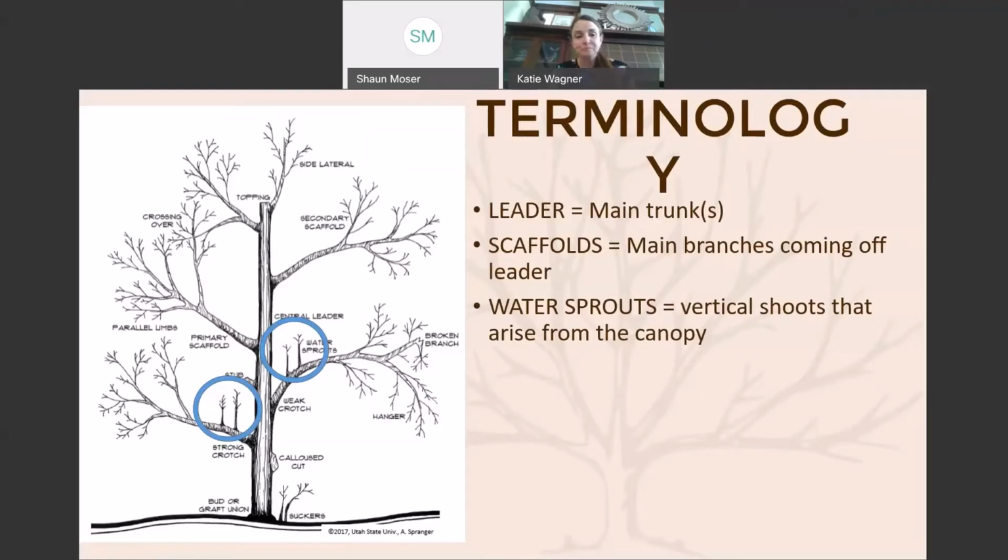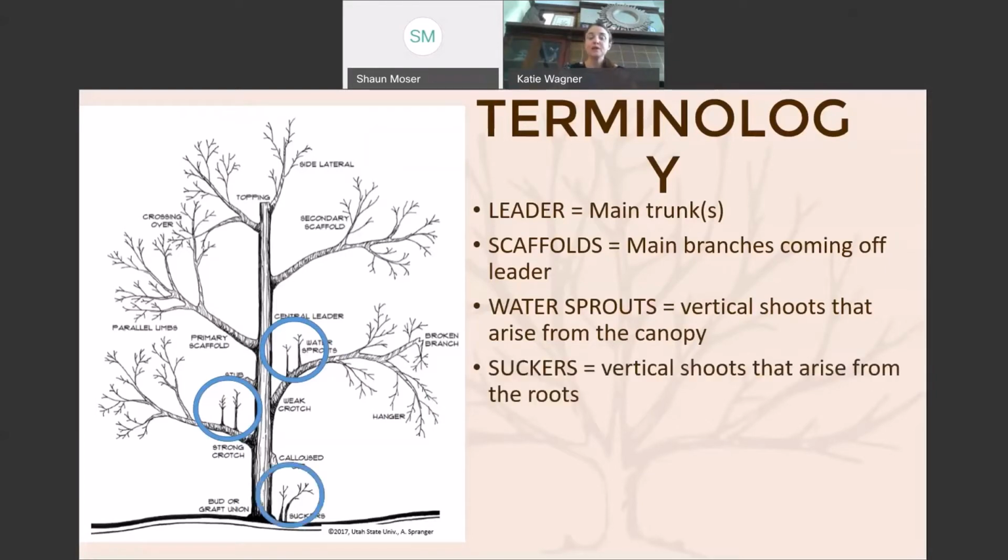And they're not bearing fruit for us. So in fruit production, we eliminate water sprouts completely. Suckers are vertical shoots that arise from the root of the plant. We do see a lot of suckering in fruit trees.